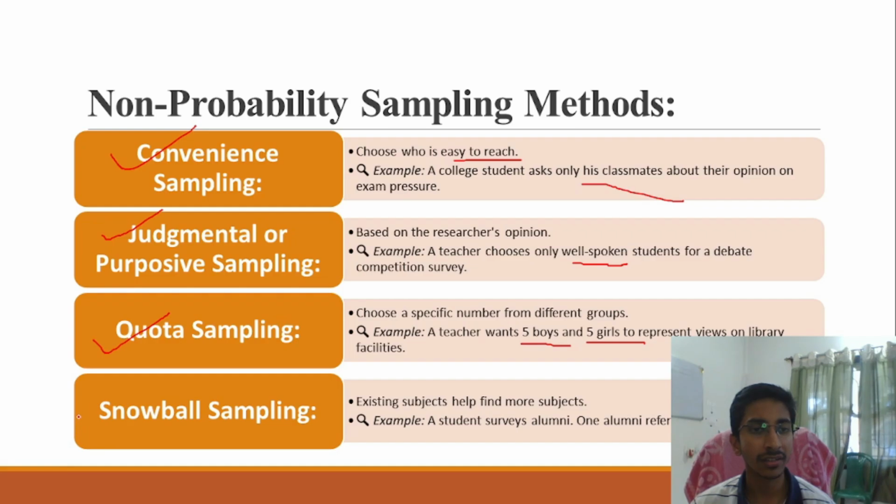And then next, snowball sampling. Snowball sampling is a type of non-probability sampling where existing subjects help find more subjects. For example, in a student survey of alumni, one alumnus refers to another and so on. So it creates a chain, right?